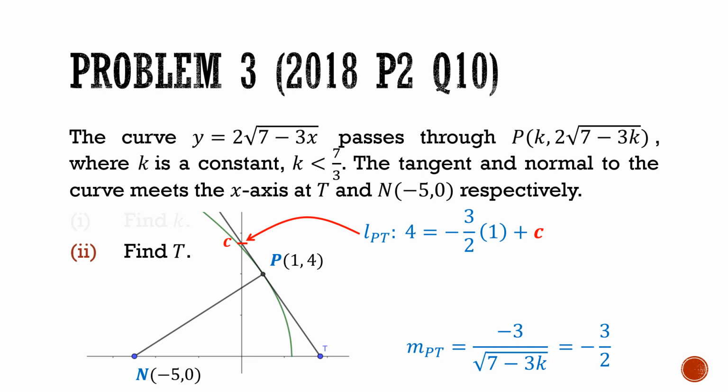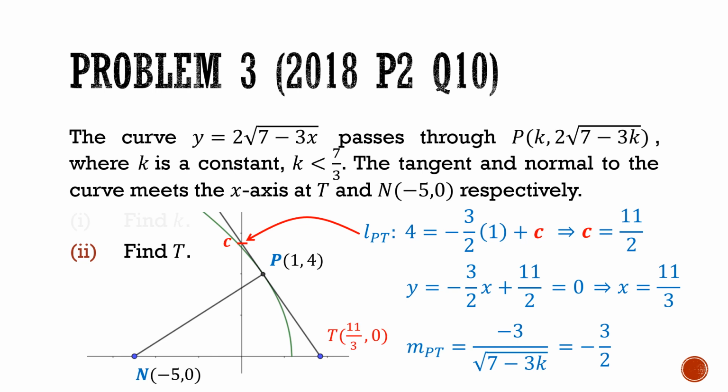So we'll just need to find the value of c. Making c the subject, c will be 11/2. Now we'll have the equation of the tangent. It'll be just y equals -3/2 x plus 11/2. To find the coordinates of point T, we'll just substitute y equals 0, and that will tell us that the x is 11/3. That means the coordinates of point T are (11/3, 0). And that's our final answer.